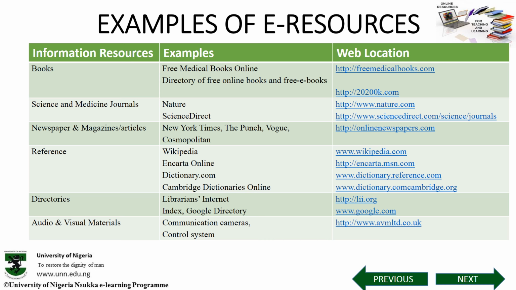Examples of e-resources. We have books, science and medicine journals, newspaper and magazines or articles, reference materials such as Wikipedia, Encarta Online, Dictionary.com, Cambridge Dictionaries Online. We have directories as an example of e-resources. We also have audio and visual materials. You can refer to your GSP 111 textbook for further information.